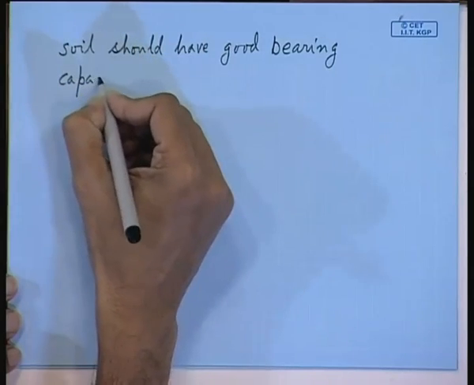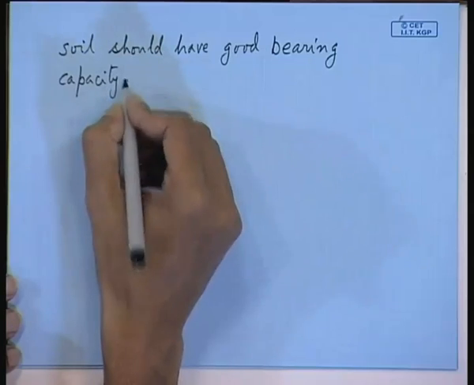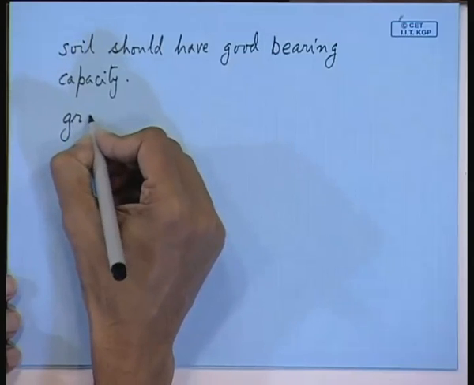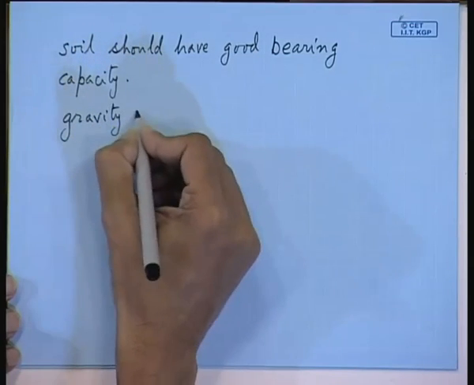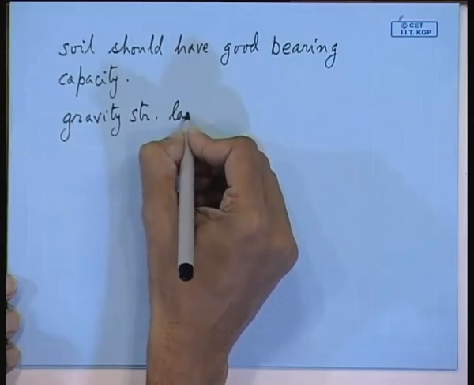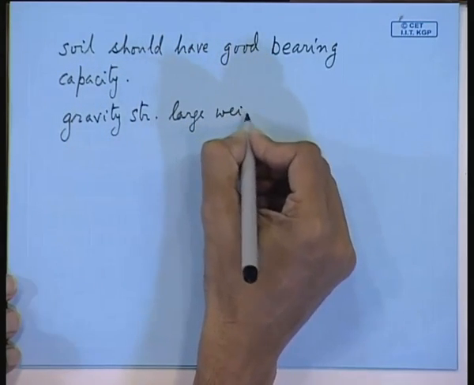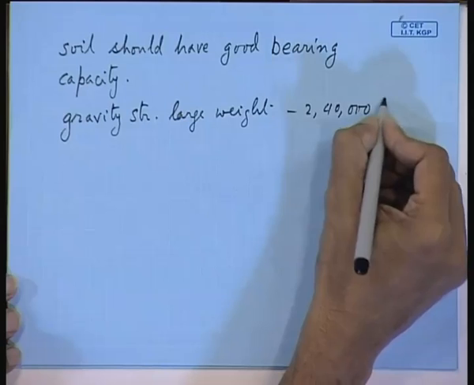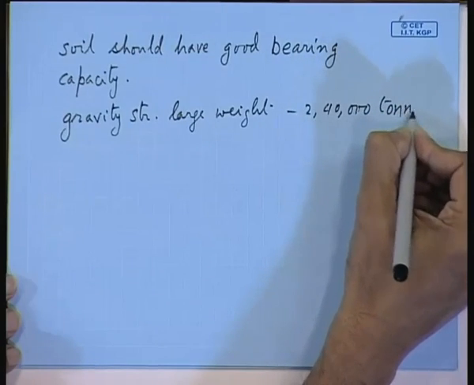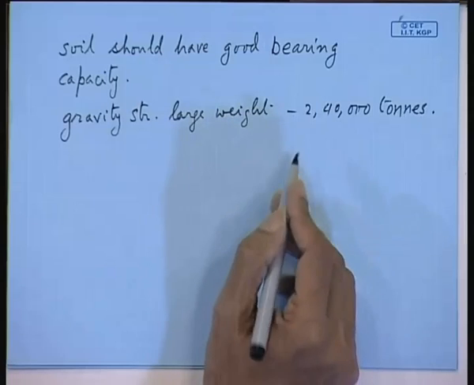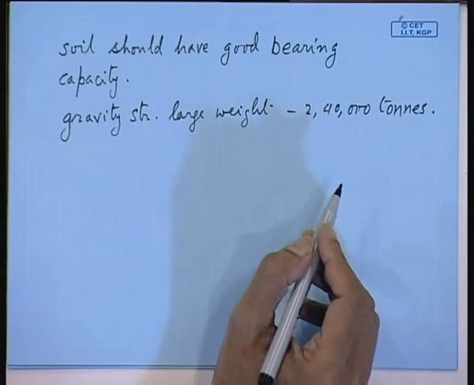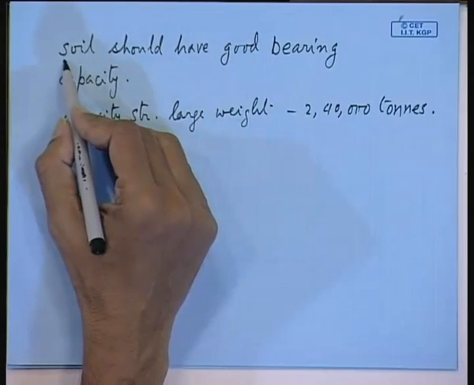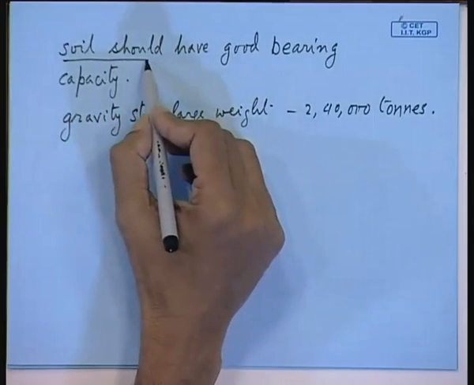Because your gravity structure is having large weight. Say gravity structure weight will be of the order of, say, 2,40,000 tons. So, this is a typical weight of a gravity platform. In order to resist this load such that your structure does not go down into the soil, the bearing capacity of the soil should be good.